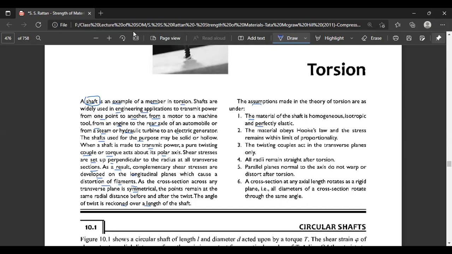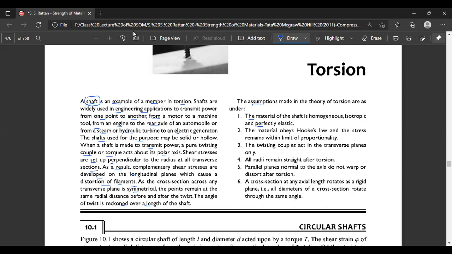The radius before the torsion will remain straight, will not bend or distort in any way. Parallel planes normal to the axis do not warp or distort after torsion. All parallel planes normal to the axis will not constrict or distort after torsion.